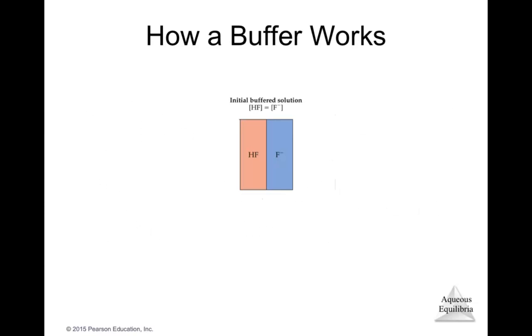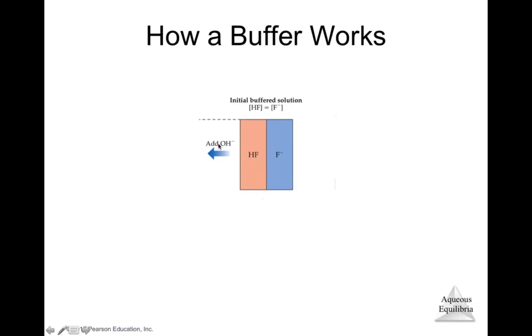So how a buffer works. Here we have a buffer solution of HF and also of fluoride. The concentration of both is equal. So we have here, this is the acid, it has the H, and this is the conjugate base. What happens if, for example, we add a base, any strong base, OH? This base will react with whom? With this or with this?